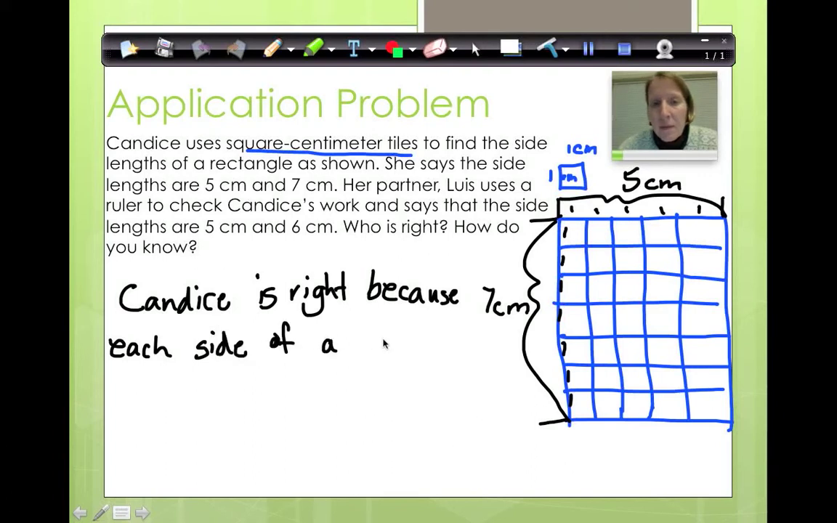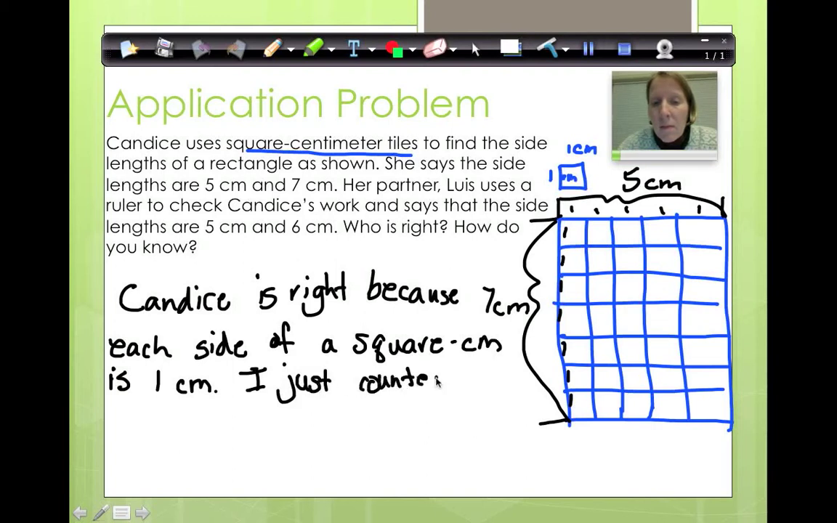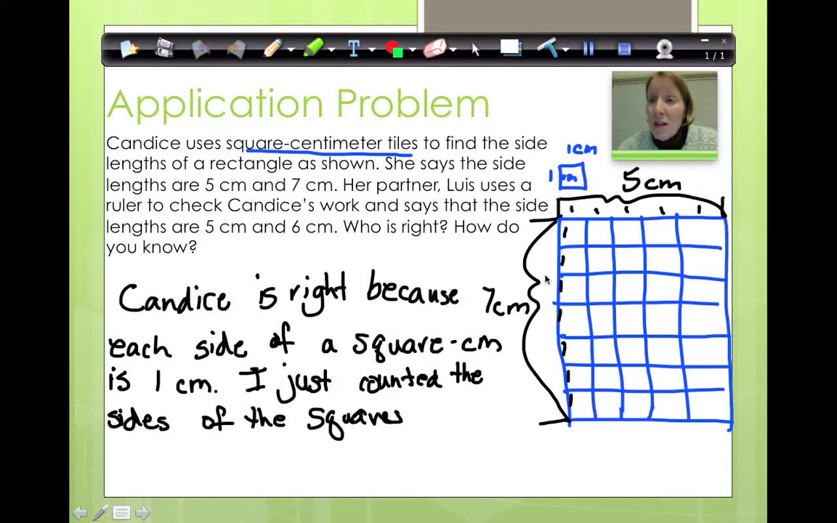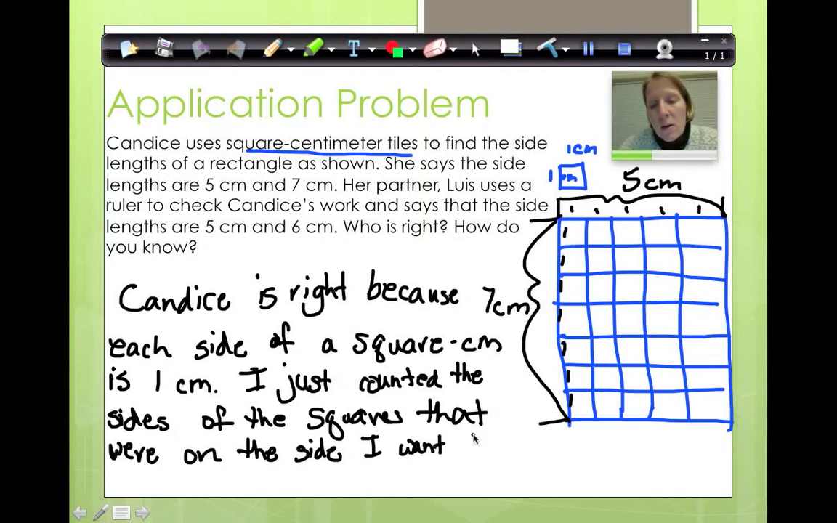A centimeter, or no, not a centimeter, of a square centimeter is 1 centimeter. I just counted the sides of the squares. But I counted the sides of the squares that were along the side that I wanted to measure.